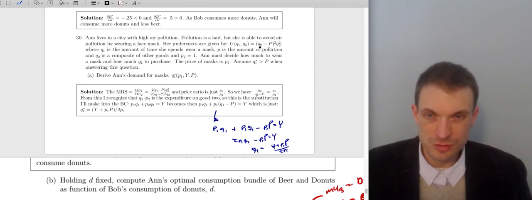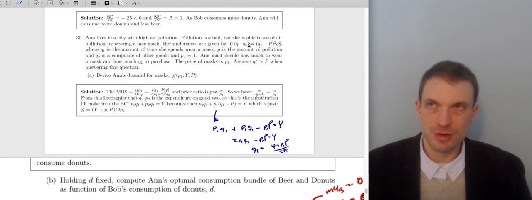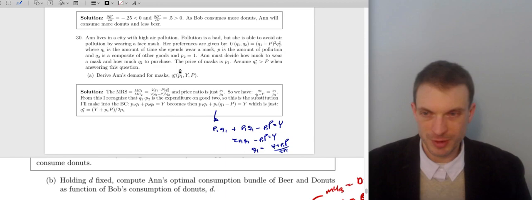So 2 times the quantity Q1 minus P, reduce the power by 1. This part comes along for the ride. And then the partial down here, the marginal utility of good 2, is going to be 2 times this stuff. Price ratio is just P1 over P2. Simplifying this down, there's a lot of canceling. You're going to get Q2 over Q1 minus P is equal to P1 over P2.